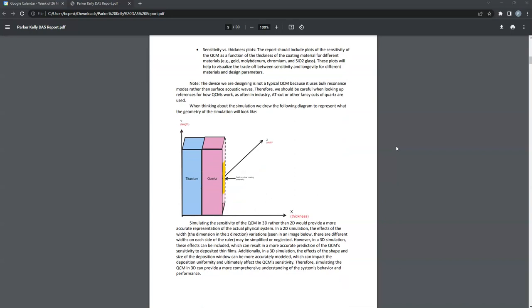This here is a diagram of what our bridge should look like, with the window, quartz, and titanium metal present, with length in the Y, width in the Z, and thickness in the X.